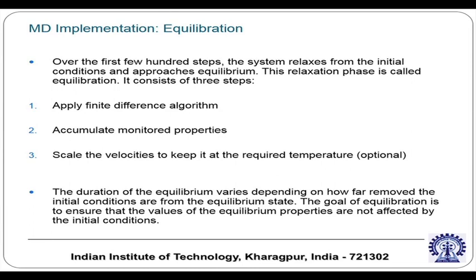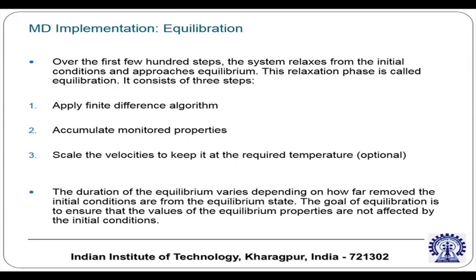So over the first few hundred steps the system relaxes from the initial conditions and approaches equilibrium. The relaxation phase is called equilibration. It consists of 3 steps: apply the finite difference algorithm, accumulate monitored properties, and scale the velocities to keep it at the required temperature.